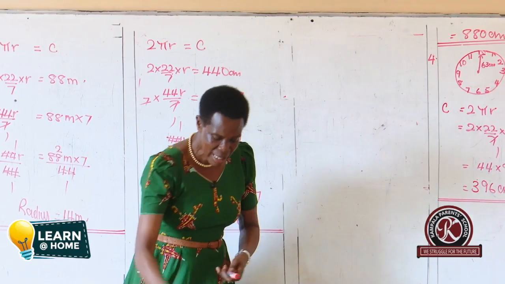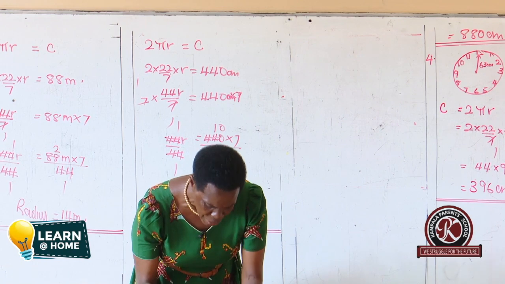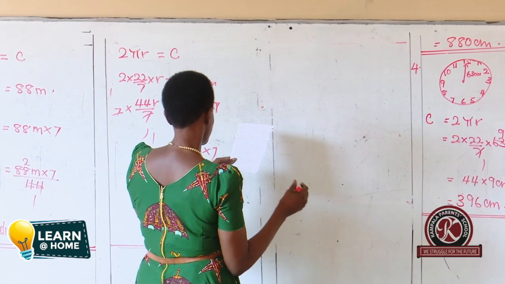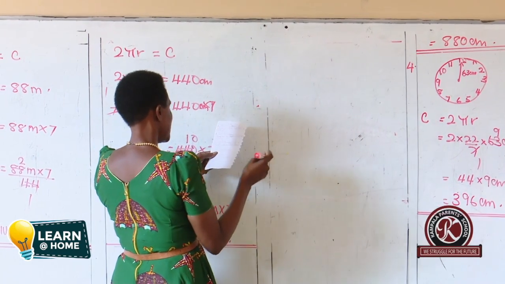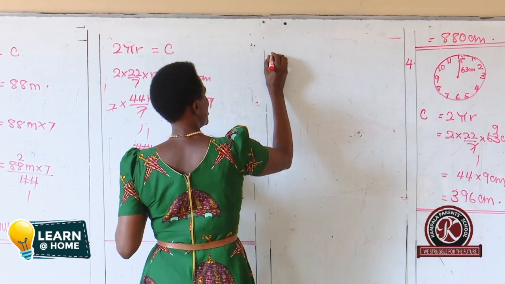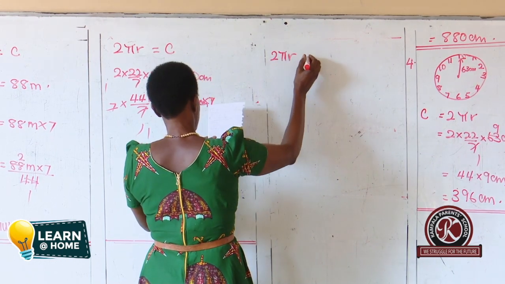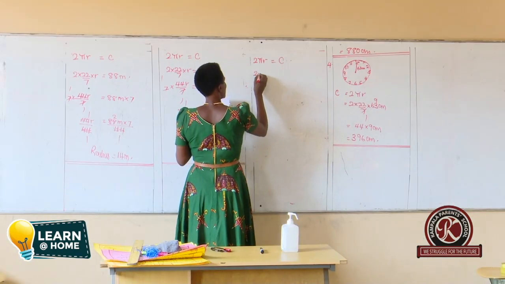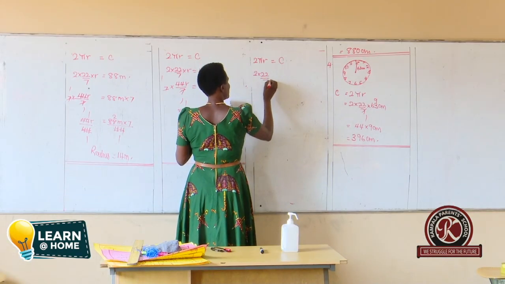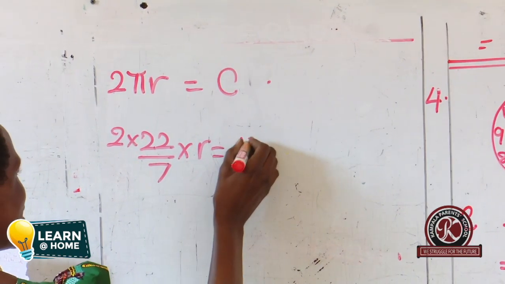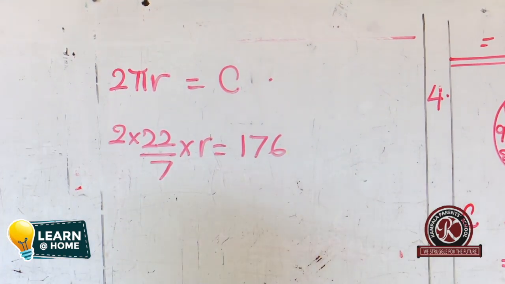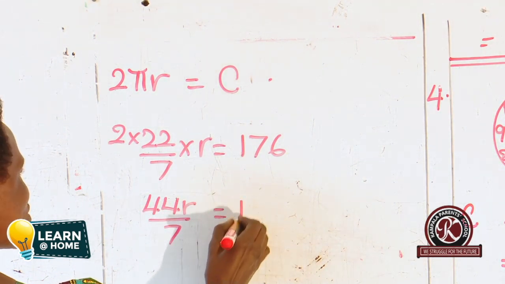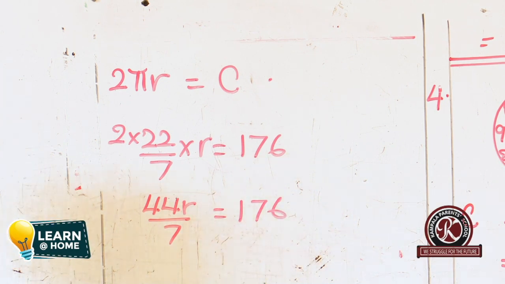Can we move? I was still going through, I'm still going to do corrections. I want to do all the numbers. They said calculate the radius, when the circumference is this one. So we say 2 pi r equals circumference, which is 2 times 22 out of 7 times r will give us 176. So we have 44r out of 7 will give us 176.